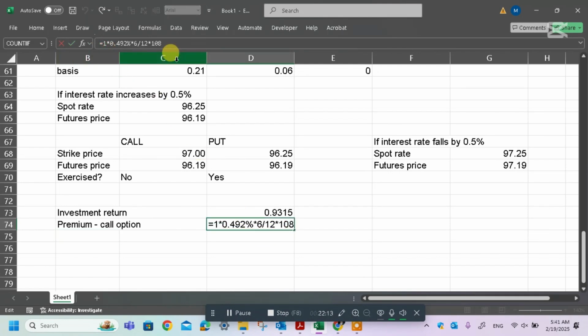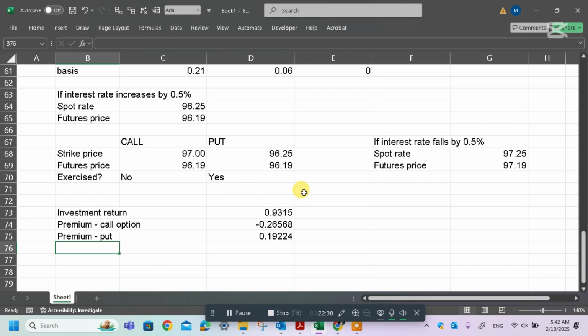Minus it will be, you are paying. But the put option premium you will be receiving. So let's say premium put option. Why? You sold it. Premium put option again 0.356. So 1 million, 0.356 percentage into 6 by 12. This is one contract's premium that you are going to receive. 108 contracts like that. Premium. Done.